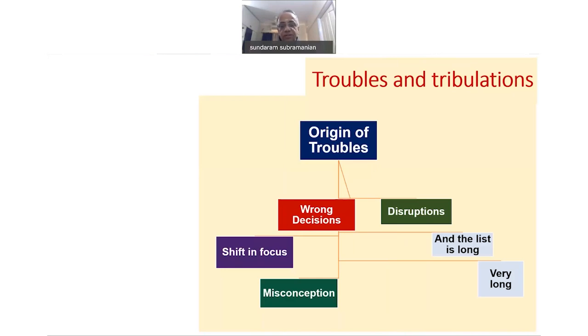You would see that wrong decisions, disruptions, shift in focus, misconception, all have a personal touch. Wrong decisions are made by people. Disruptions could be brought about by people, or it could be due to unforeseen circumstances. Shift in focus, basically the focus comes from the entrepreneur or the organization. Misconception is again people-oriented. Let's look at each of these contributors and look deep within at the contributing elements in them.